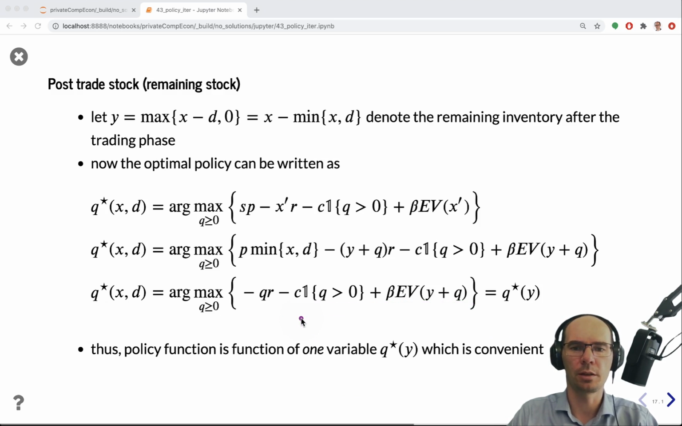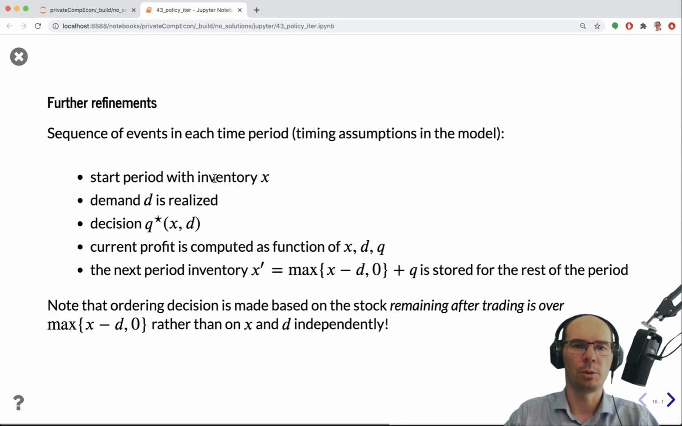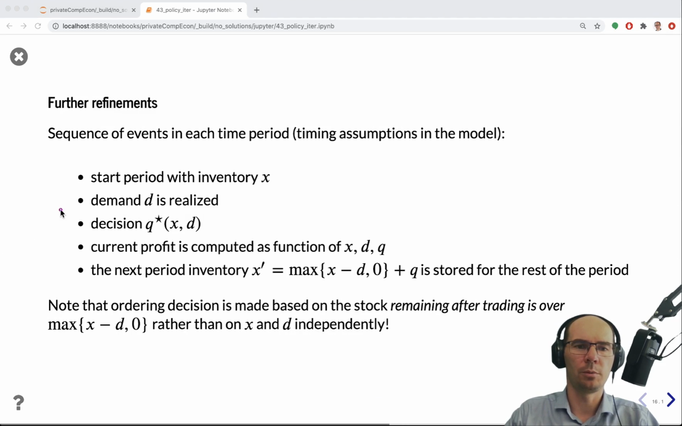And you can see there are no x's and d's anymore, right? The parameter in this problem is y. And therefore, this is just a function of y, bearing in mind that y has the particular interpretation with x and d. And so here we conclude that the optimal policy function can be simplified and written not as a function of the state space x and d, but as a function of this intermediate state y, which, going back to the timing convention, is the state which is realized right here.